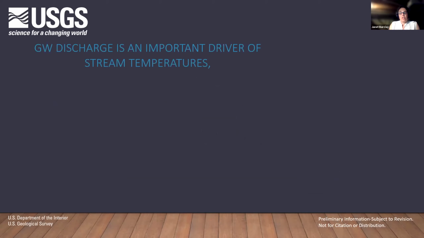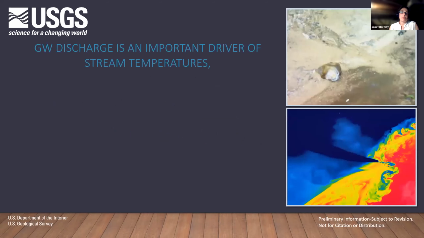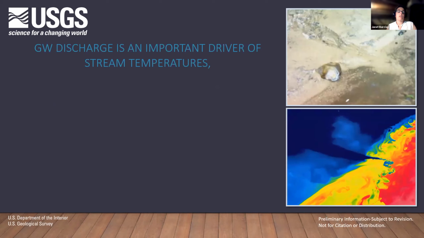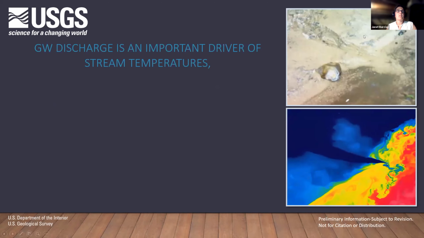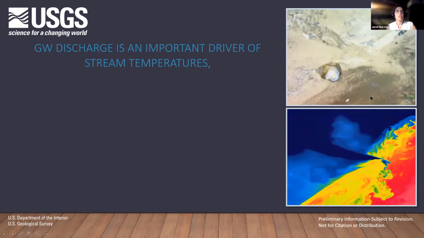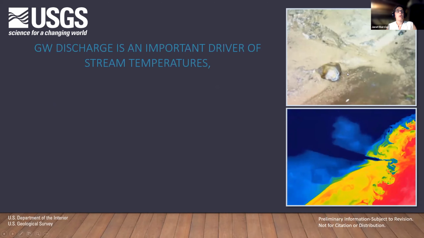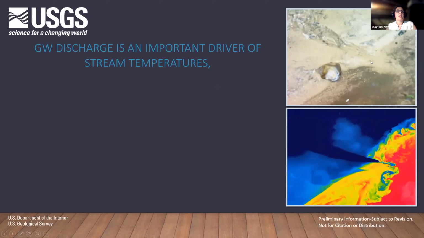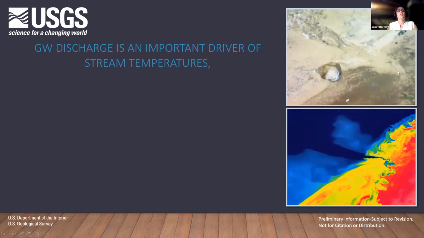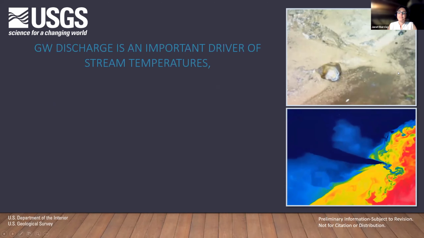Groundwater discharge is an important driver of water temperature in many ecosystems. In these images, we're looking at stream bank groundwater seep. In this top one, we have the stream bank on the top left and the river channel on the bottom right. The water line crosses diagonally across here, and you can see some sediment being washed into the stream from that seep.